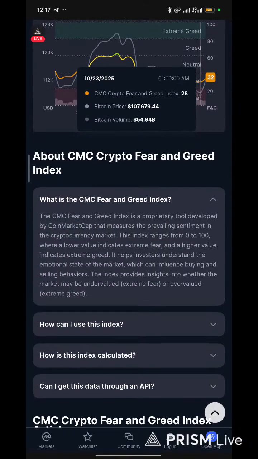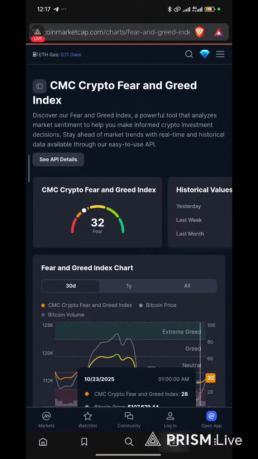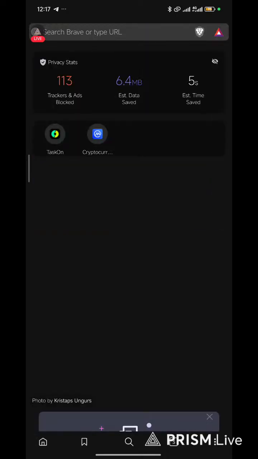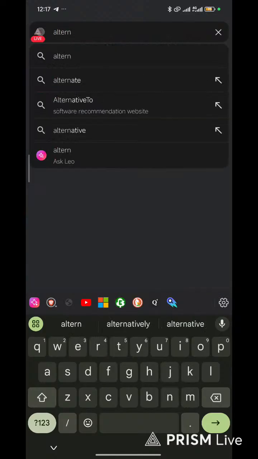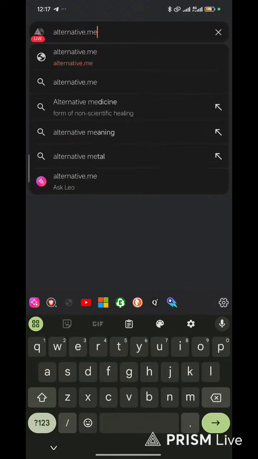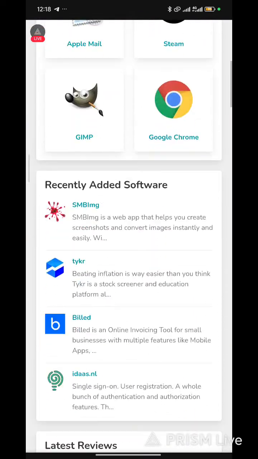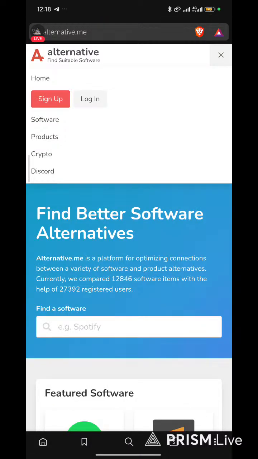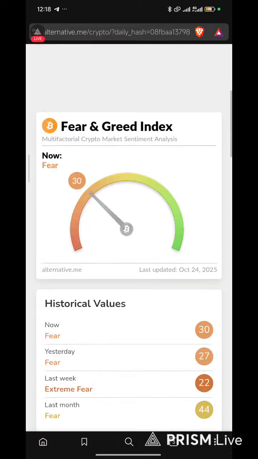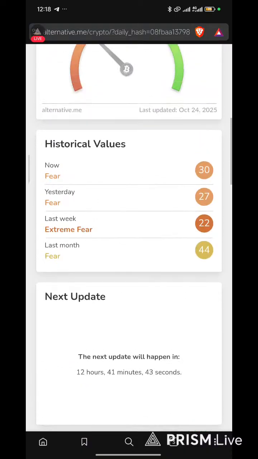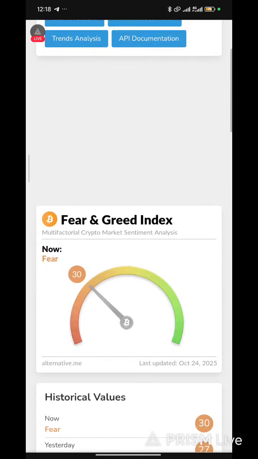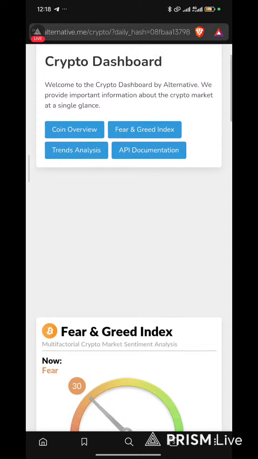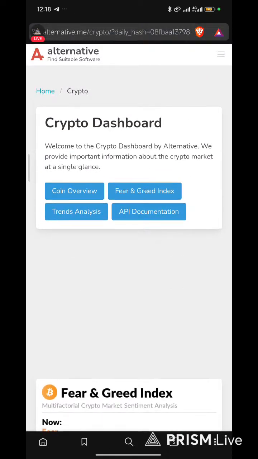If you don't want to use CoinMarketCap, you can also use alternative.me. This is another site that I explain better. This is the site. It's the same thing. Currently the market is at fear, an opportunity to buy. You've already seen the crash that happened a couple of weeks ago. Some traders lost their funds.